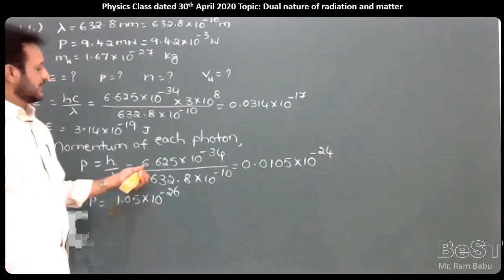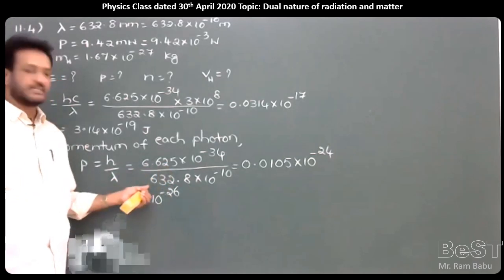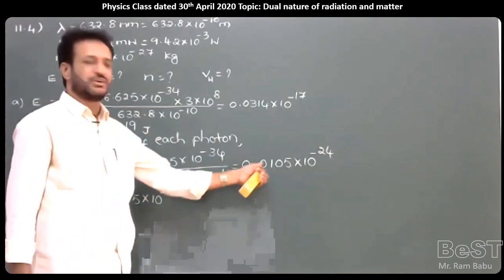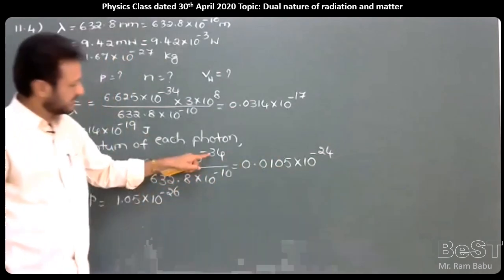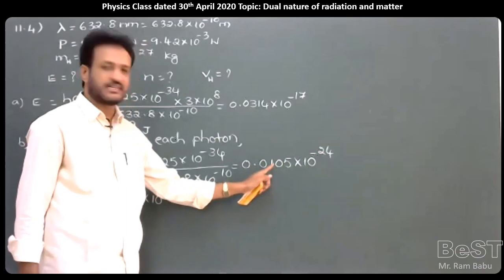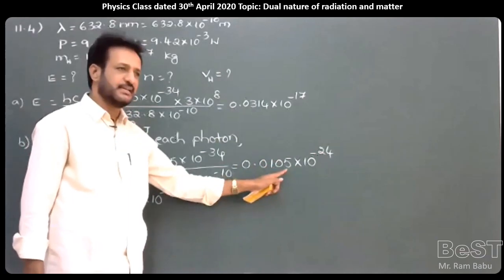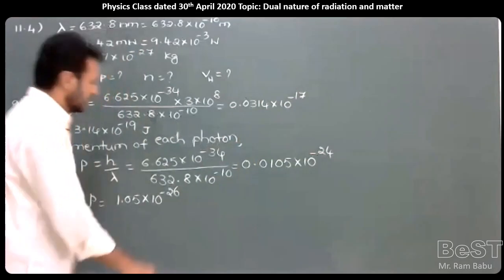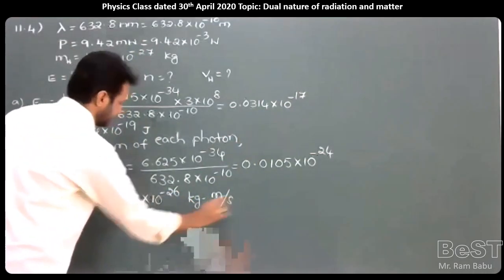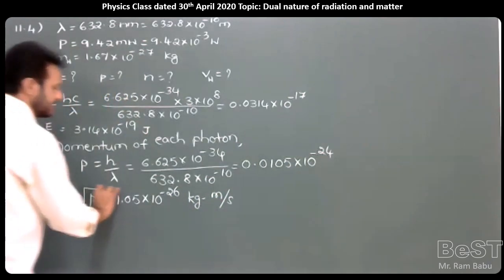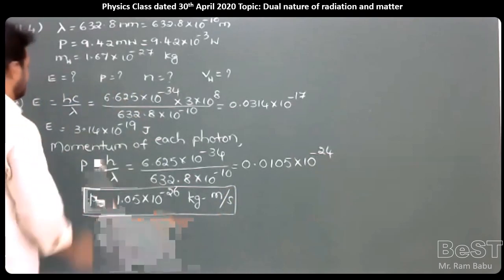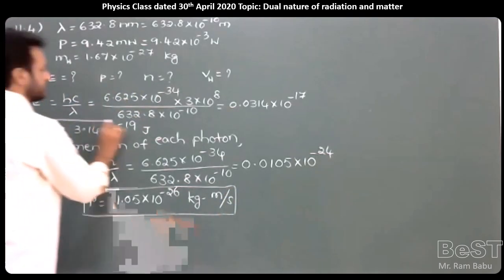Check the calculation, 6.625 divided by 632.8. Correct? 0.0105, minus 34 plus 10 equal to minus 24. If you adjust 2 digits to the right side, we get 1.05 into 10 power minus 26. Unit is kg meter per second. It is the momentum of each photon, and that was the energy of each photon.